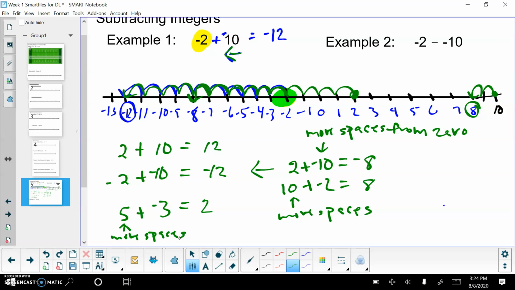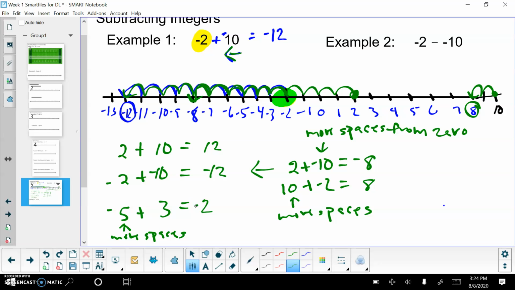And if we changed it and made the 5 negative, you're still going to subtract. So still just think 5 minus 3, that's 2. But negative 5 is 5 spaces away. 3 is 3 spaces away. So negative 5 is still more spaces. Since it's now negative, the 2 is going to end up being negative. So it really matters which one is more spaces away.